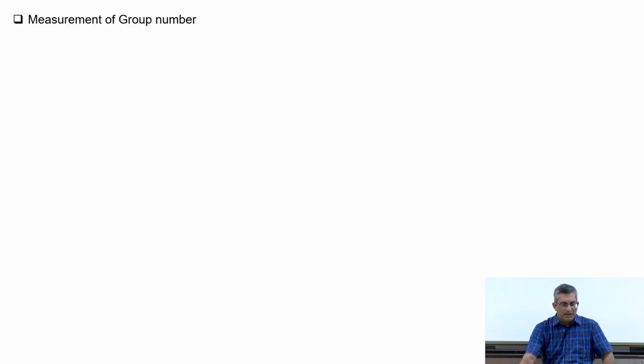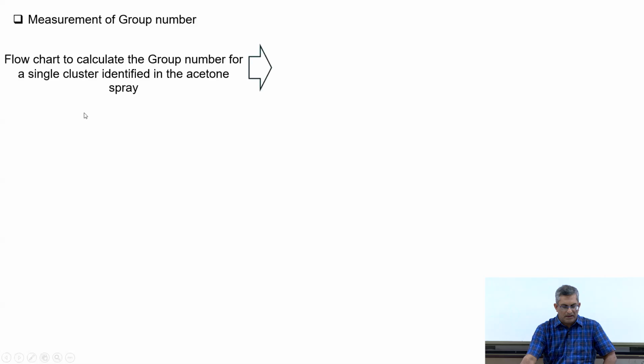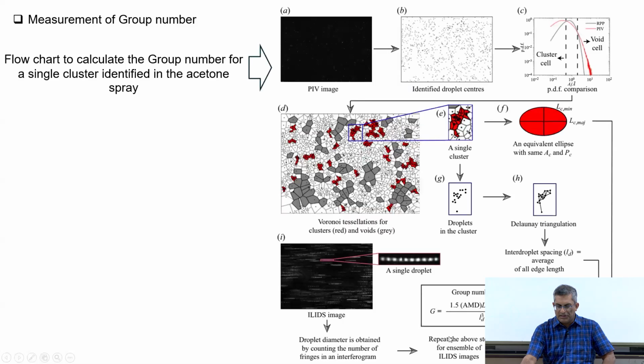This number depends on the average size of the particles or droplets, on the separation distance between the particles, and on the size of the cloud, or in this case the size of the clusters. From Voronoi analysis we have this information, and if we combine it with some size measurement, let us say from ILIDS, then we have all the parameters required to calculate the group number, and that is what is done here, as you can see in the complete flow chart.